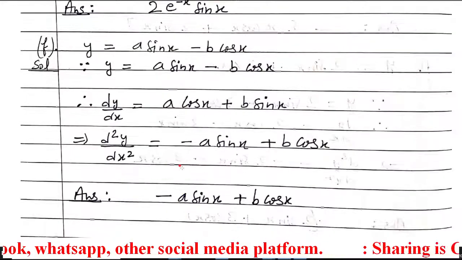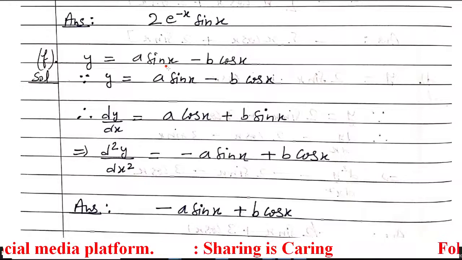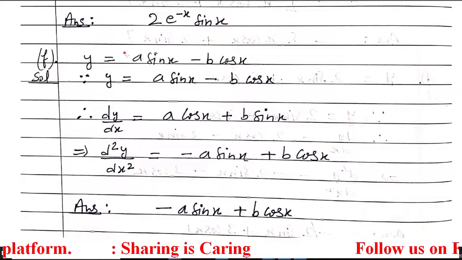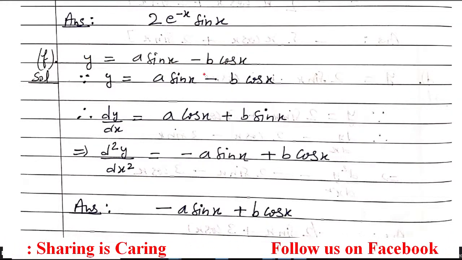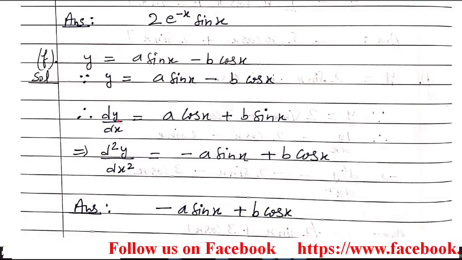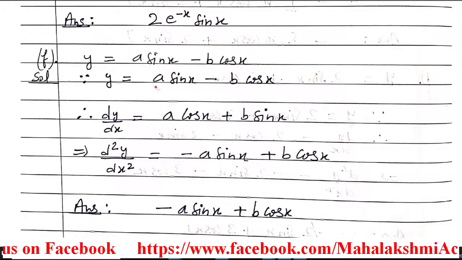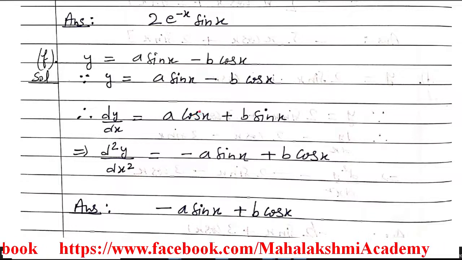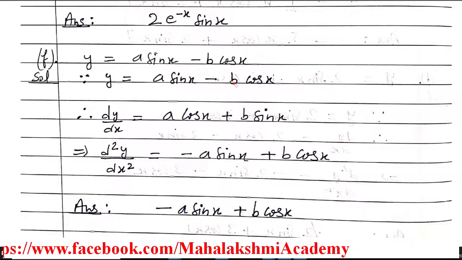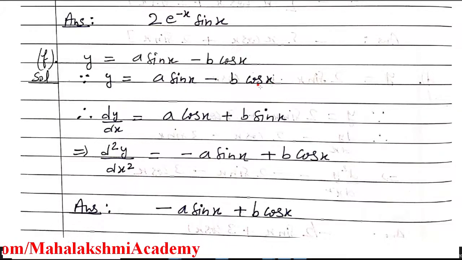Now we will move to the next part, that is the last part of the question. So here y is a sin x minus b cos x. Since y is in terms of x, we will differentiate it with respect to x. That will give you the first order derivative, that is dy over dx. In the right hand side, a is the coefficient, so a will come in front. Sin x differentiation is cos x, and then b is a coefficient, so b will come as it is. Cos x differentiation is minus sin x, and because of the minus sign, minus minus is positive here. So this is your first order derivative.